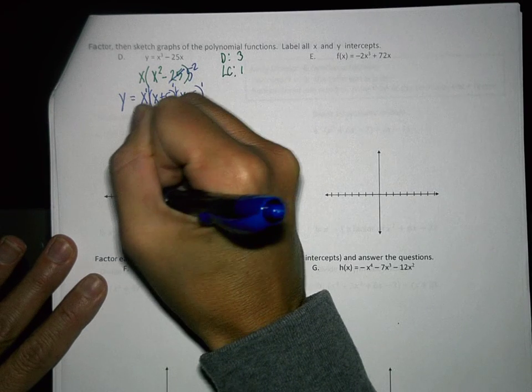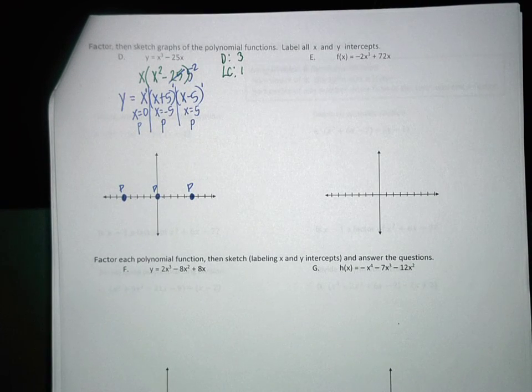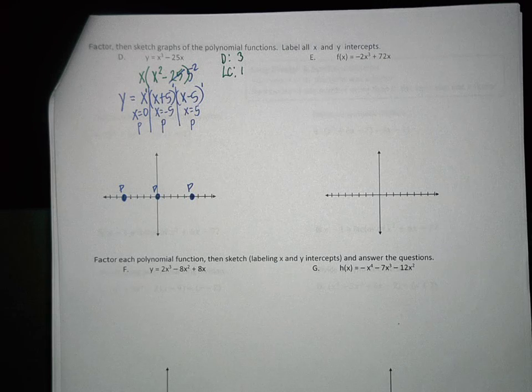5, negative 5. And then I'm going to put a P at both of those. Now, do I need to find my y-intercept? No, why not? You already have it. It's at the x-axis and the y-axis, right? At 0, 0. So I'm good there.